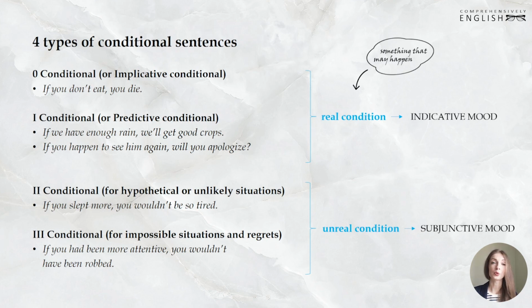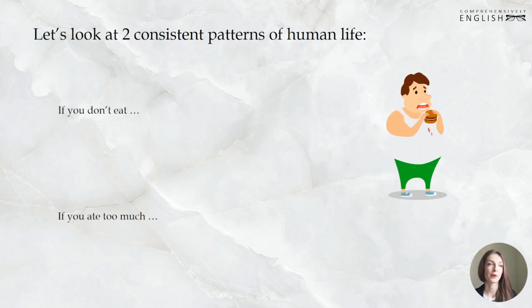By real condition, we understand something that may happen. By unreal, something that cannot happen. Let's look at two consistent patterns of human life. In the first case, we'll start our sentence with "if you don't eat." In the second, "if you ate too much." The first condition obviously is a real one. It contains the present simple tense of the indicative mood.